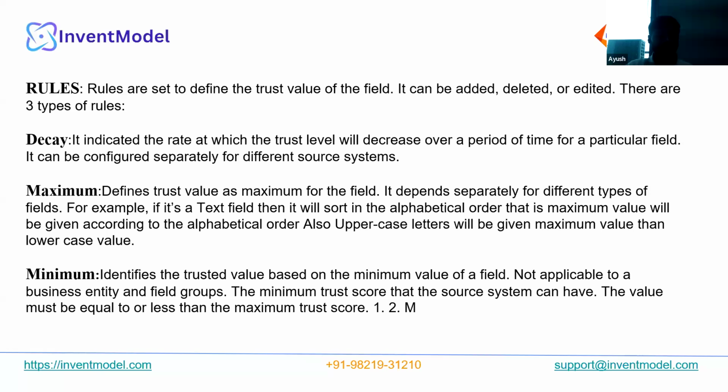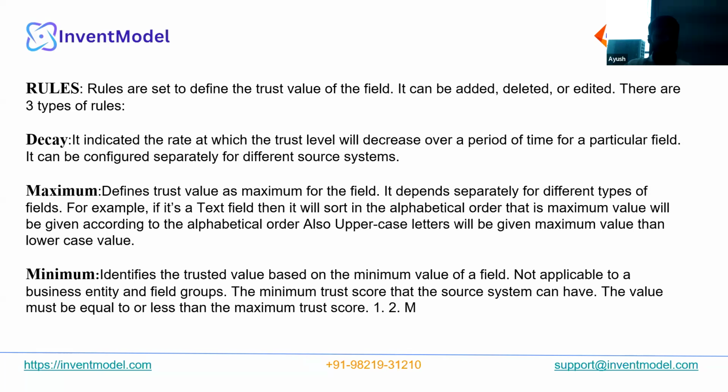And then the second one is maximum. Through maximum, we can define the maximum trust value for that field. It depends separately on different types of fields. For example, if it's a text field, then it will sort in alphabetical order. That is, maximum value will be given according to the alphabetical order. Also, uppercase letters will be given a higher value than lowercase. So, like if we have a country name, we prefer that if the country name starts with a capital letter, it will have the maximum value.